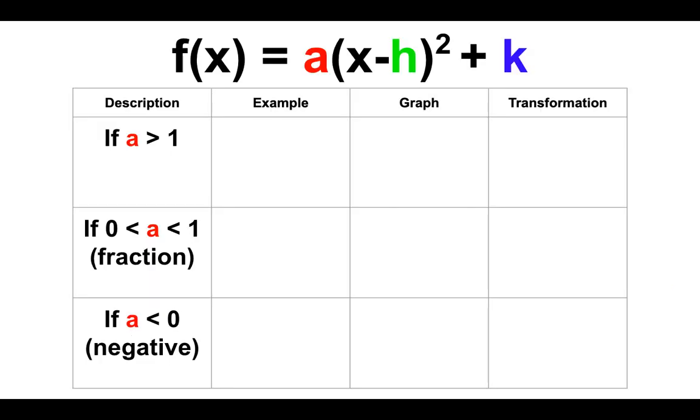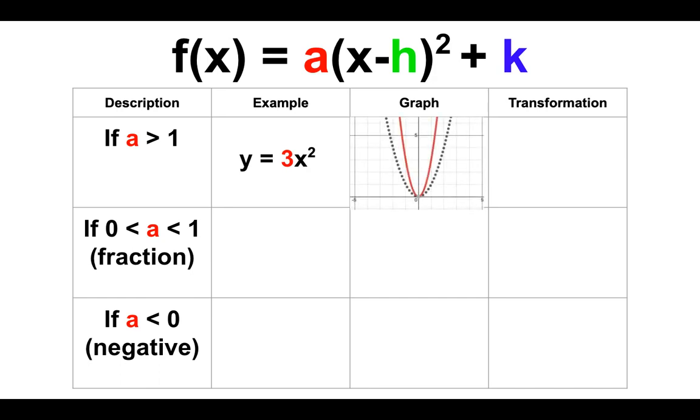We're going to take a look at the a value first. If a is bigger than 1, for example 3, we have y equals 3x squared. This is the graph. The dotted line is the parent function y equals x squared, and the red function is y equals 3x squared. If you notice, it is making the graph skinnier. We call this a vertical stretch. It makes the graph skinny.